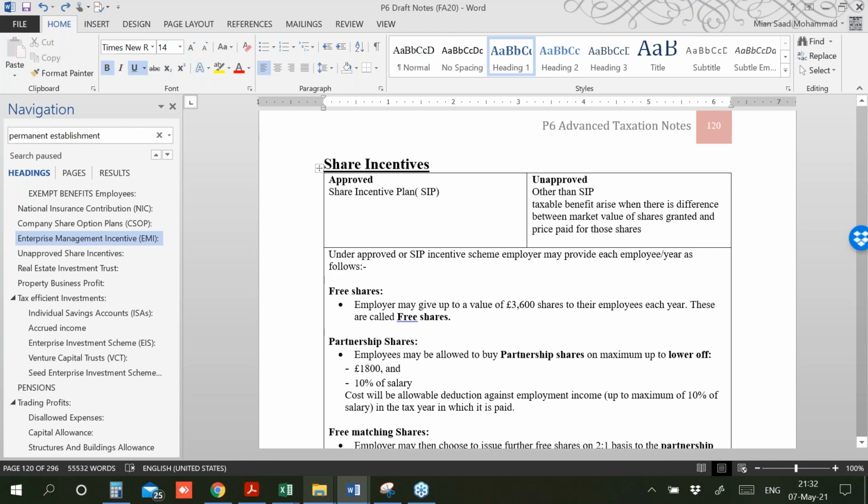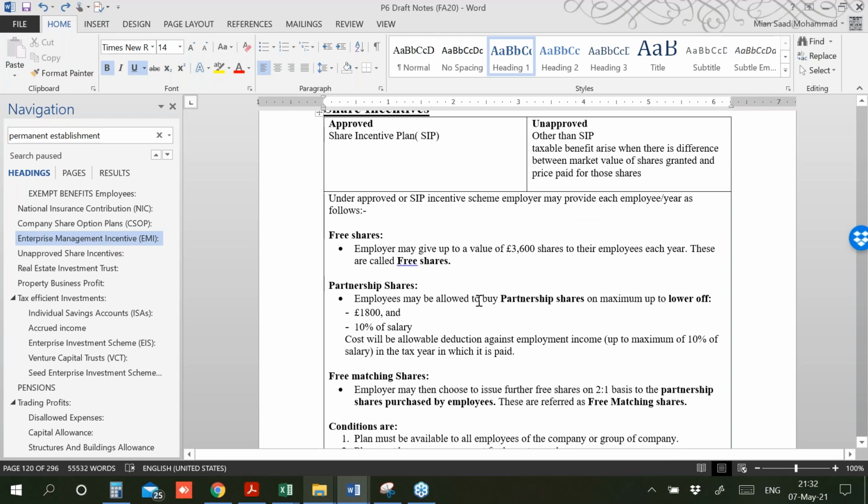The employees can buy further shares, but that depends upon their limit. Maximum of either 1800 or 10% of their salary. Then the company may choose to issue further shares. These are called free matching shares, but their proportion is fixed. They will be 2:1 on the basis of your partnership shares. So obviously, first there will be free shares. The second step will be, if the company wishes or the employee wishes, partnership shares, and then there will be free matching shares.